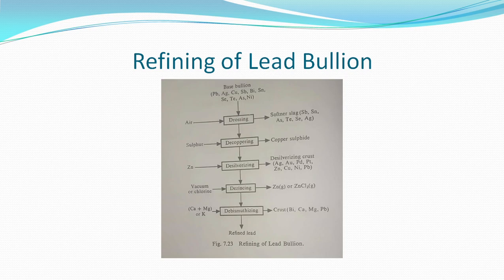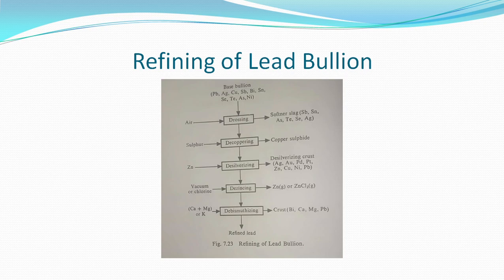So these are the things: Sb, Sn, As, Zn, Sc, Ag. These are the soft slag which is coming out, which is separated from the base bullion. Then second is decopperizing. Decopperizing means removal of copper. When sulfur is added, it reacts with copper and forms copper sulfide. Like this, copper is removed.